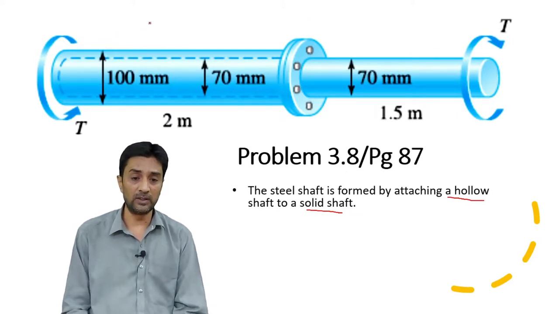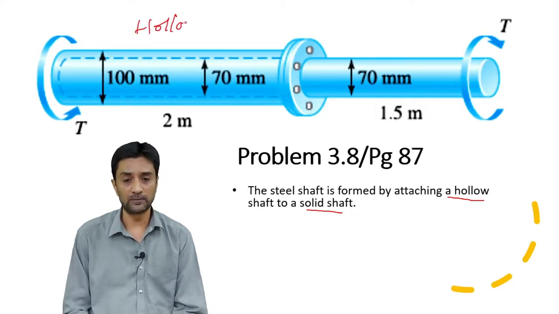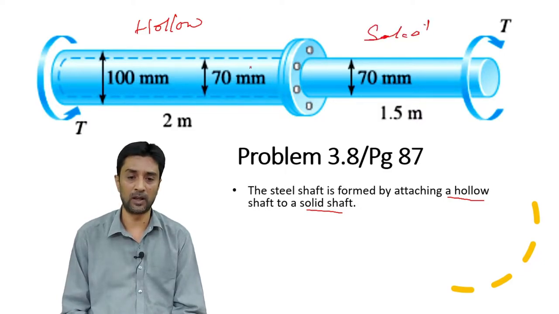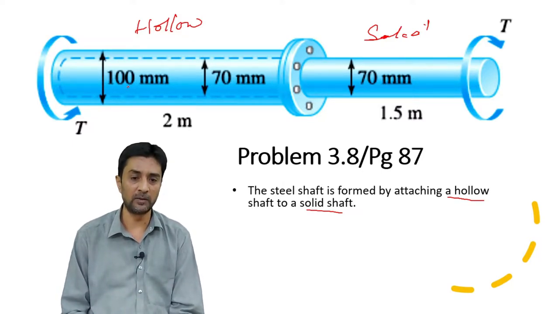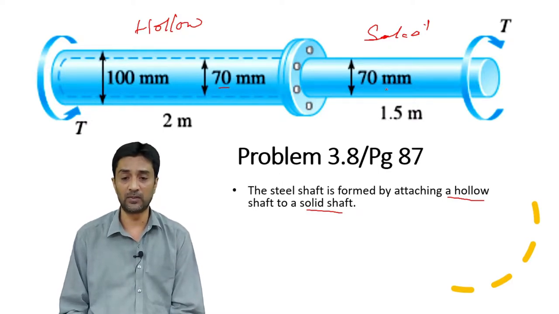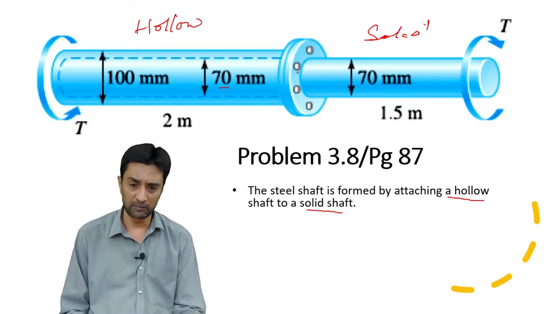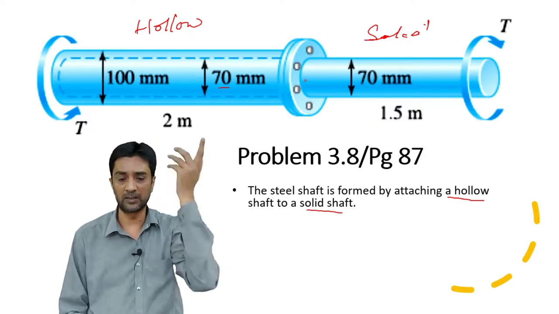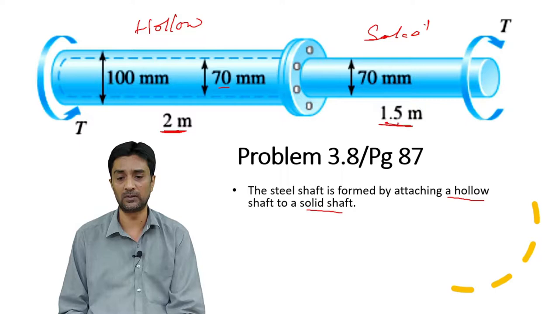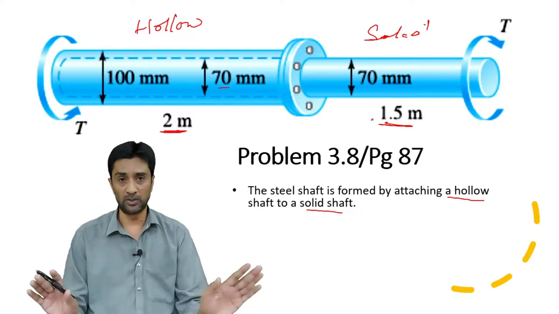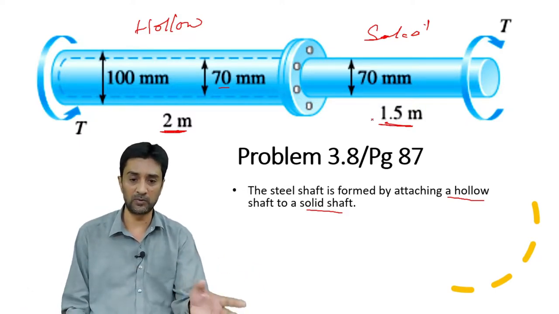So I think this one is the hollow shaft, and this one is the solid. As you can see, the dashed line has been given to you. This shows that the outside diameter is 100 millimeter, and the inside diameter is 70 millimeter. And this is the solid shaft of 70 millimeter, and it has been connected with the help of a board or whatever was used to make the composite. The length of the hollow segment is 2 meter, and the length of the solid segment is 1.5 meter. So this is the information given with the help of the figure and the description.